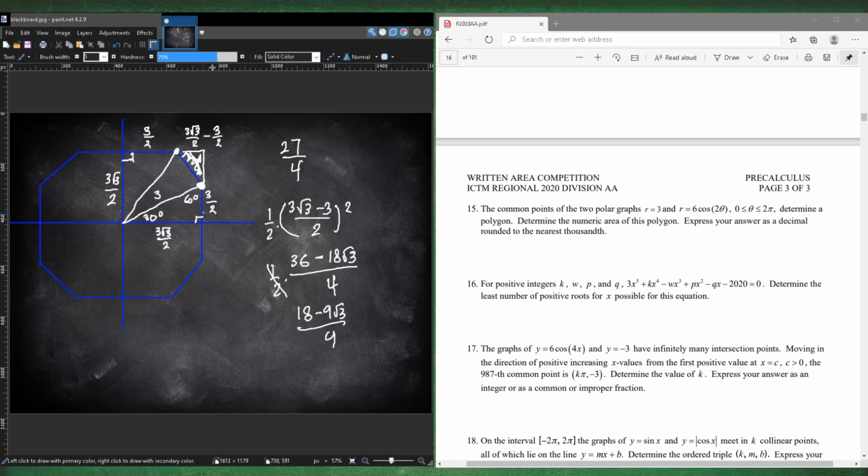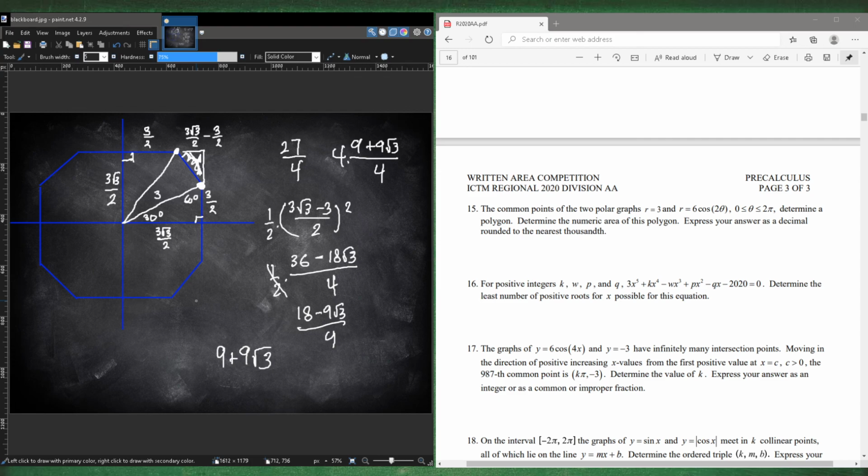So to get the area of this entire blue section is just 27 over 4 minus 18 minus 9 square root 3 over 4. So 27 minus 18 is 9. And minus a negative 9 square root 3 is positive 9 square root 3. And then we divide by 4. So that's the area of this section. So the area of the entire thing, you multiply by 4, and that should come up as 9 plus 9 square root 3. And that should be the precise area of this octagon.